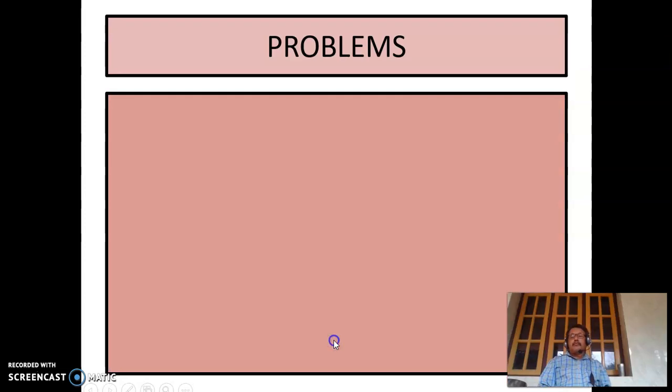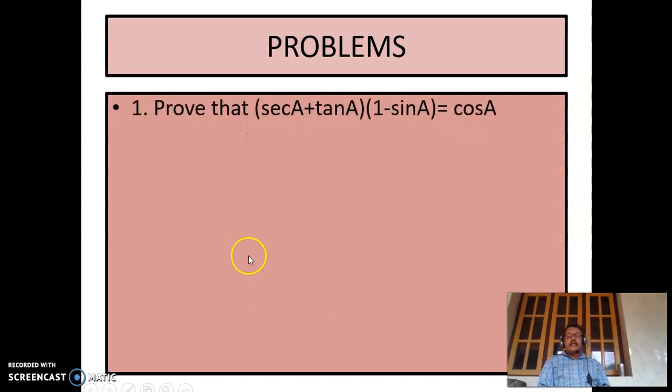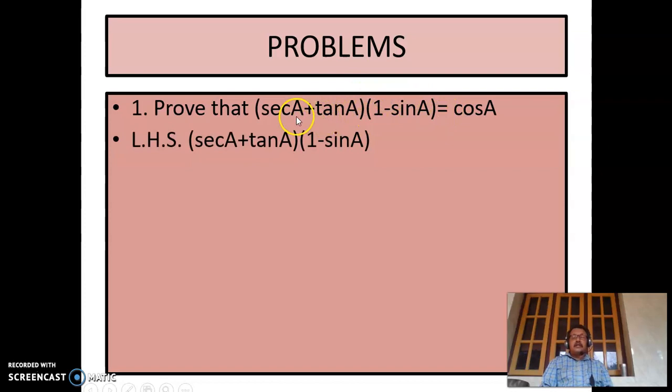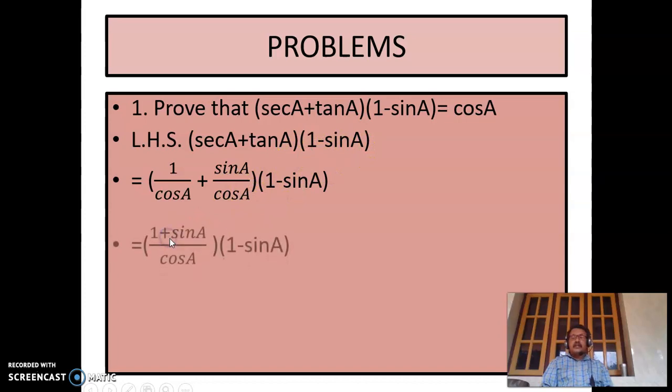So now the problem: prove that secant A tan A by 1 minus sin A equals cos A. We want the answer cos A. So take the LCM. To prove that, consider the LHS, the left hand side. Secant A can be written as 1 by cos A, and tan A can be written as sin A by cos A, over 1 minus sin A. Take cos A as the LCM.